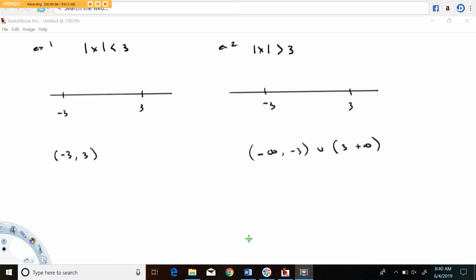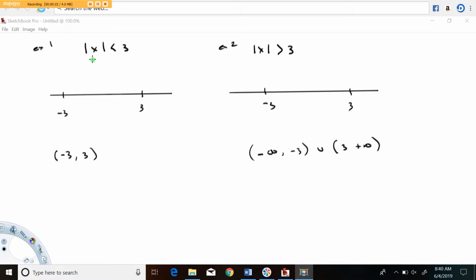Making this video to be an introductory video on solving inequalities that have absolute values in them. So we're going to look at a couple of very short, simple examples here. Example 1, absolute value of x less than 3. First of all, let's talk about some numbers that solve this.